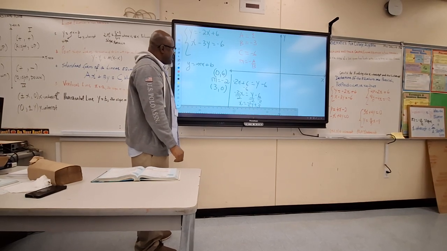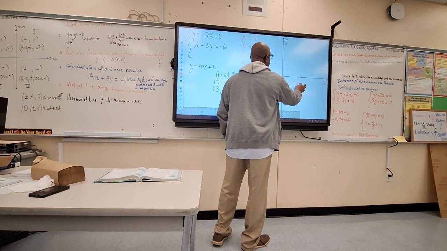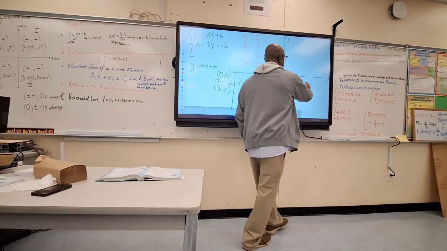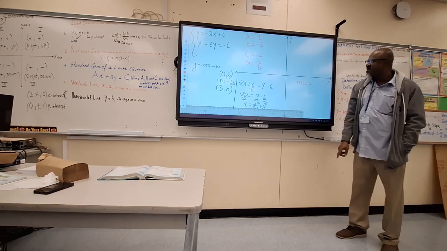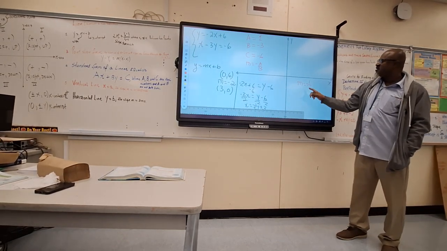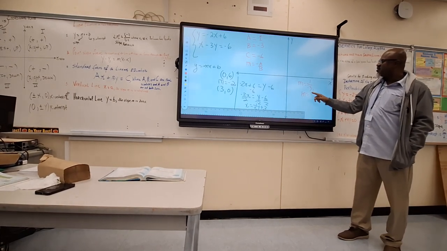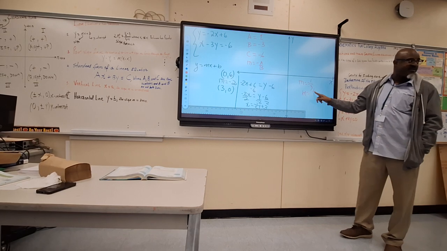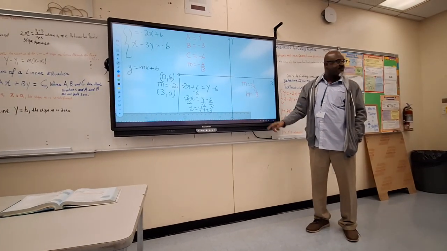Right? Then to find my slope, I will have this. What is that? Negative A. What is A? 1. Over B. What is B? Negative 3. Then in this case, what is my slope? Two negatives, my friend, become positive 1/3.